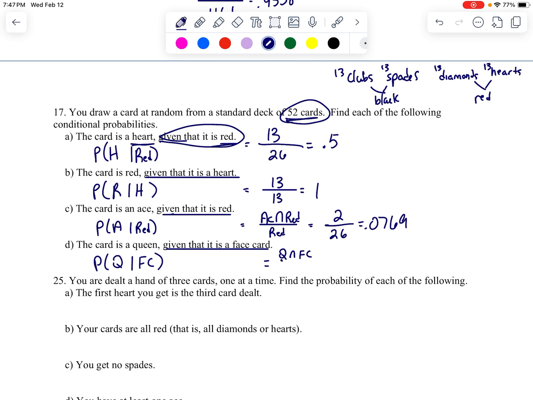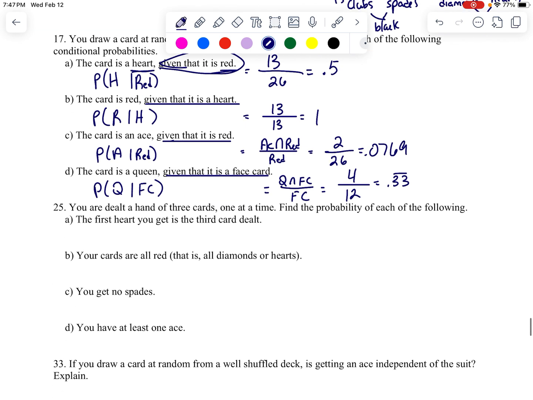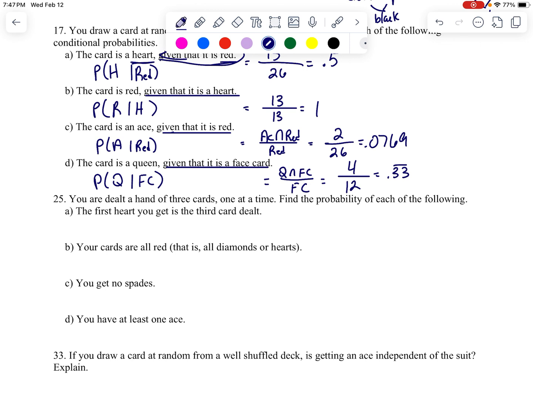So I need queen and face card divided by face cards. So I know, and I didn't get into that, there is a jack, a queen, and a king of each of the 4 suits. So 4 times 3 is 12. There are 12 face cards. There are the 4, each one of those 4 individual ones. So that means that we're going to be doing 1/3 or 0.333 repeating. And there is going to be my probability of a queen, given this face card.